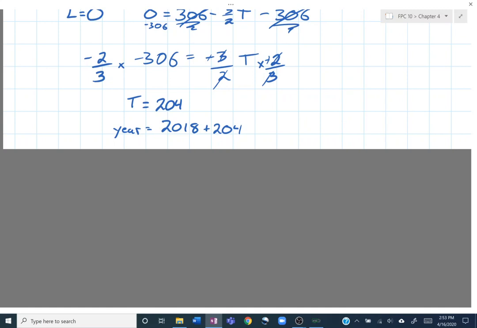Again, plug it into your calculator if you'd like. Practice doing some mental math if you'd like. If you do it at the same time as I do it, then it seems a little faster. We get 2,222. So in the year 2,222, it will be dry.